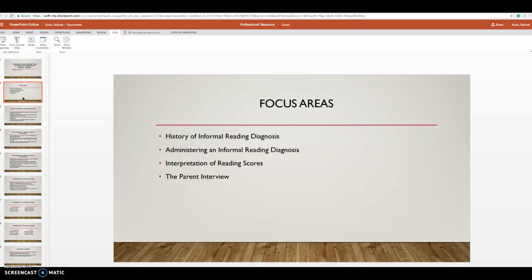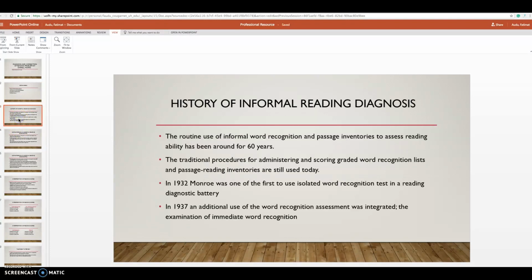So before this, I didn't even know what an informal reading diagnosis was. Definitely didn't know how to administer one, didn't know how to read the scores, and a parent interview in regards to this was also something that I was not aware of. So these are the areas I'm going to be focusing on. Let's go ahead and get started with the history of the informal reading diagnosis.